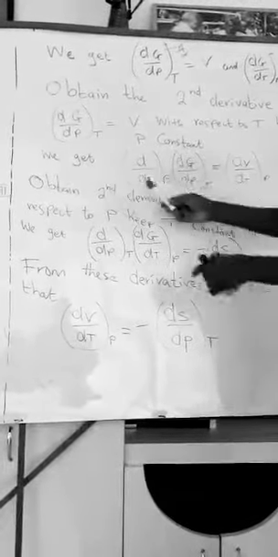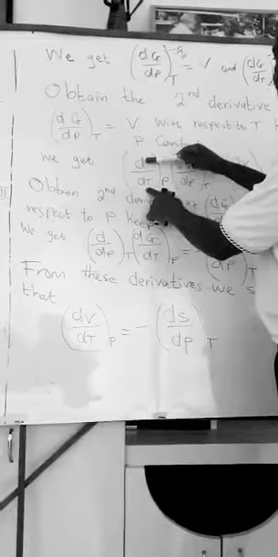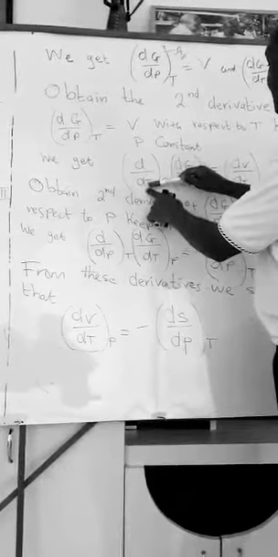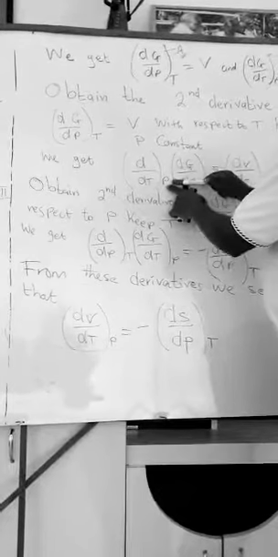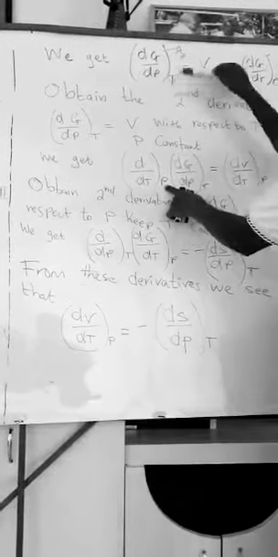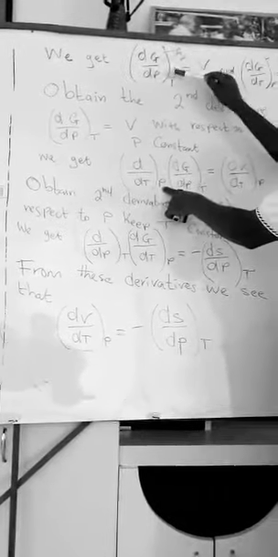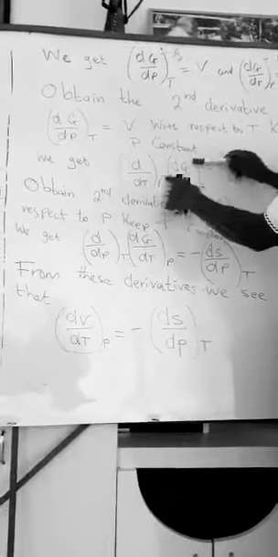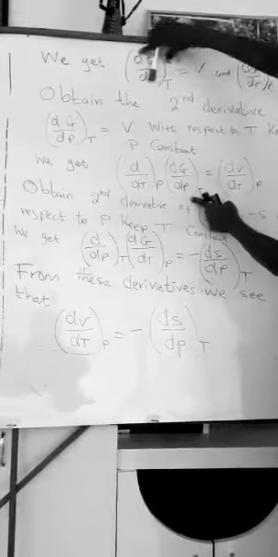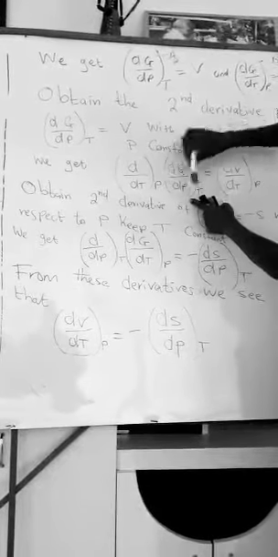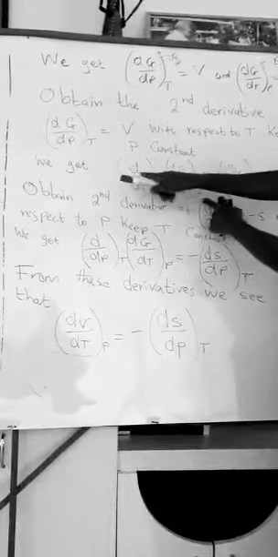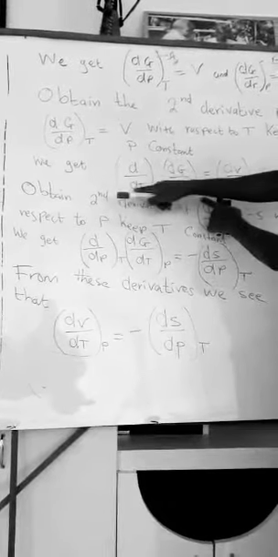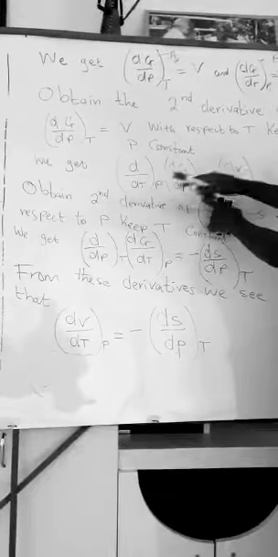We're differentiating, so we have d/dt, keeping the pressure constant, because here we had temperature constant, so you keep the pressure constant, and this portion, which is this, remains as it is. So you only add d/dt, pressure constant.